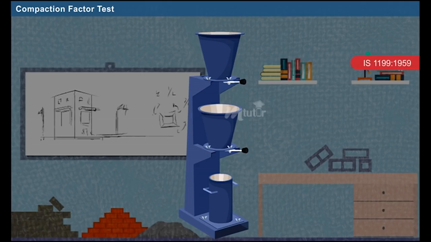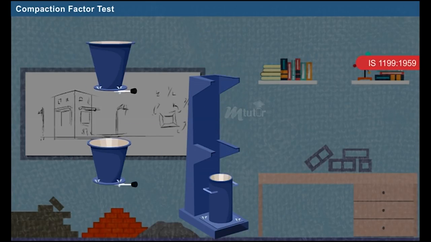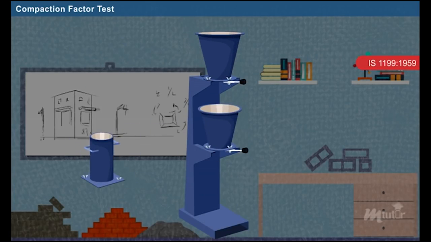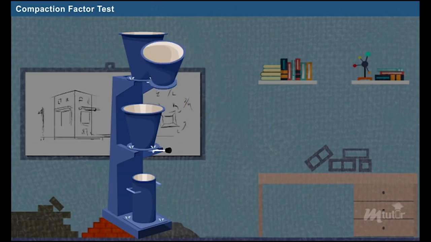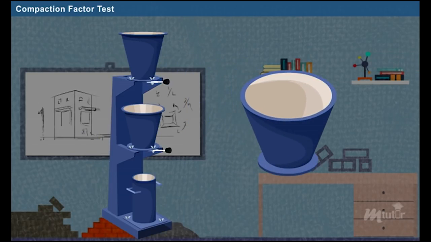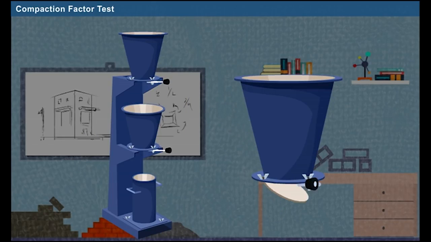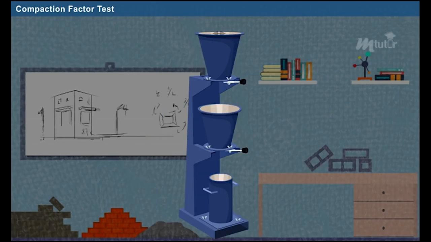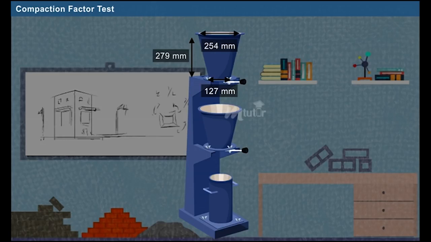As per IS 1199-1959, compaction factor test apparatus consists of two conical hoppers and a bottom cylinder. The inner surface of the conical hoppers is smooth and attached to the trapdoors. The upper hopper's top internal diameter is 254 mm. Bottom internal diameter is 127 mm and internal height is 279 mm.